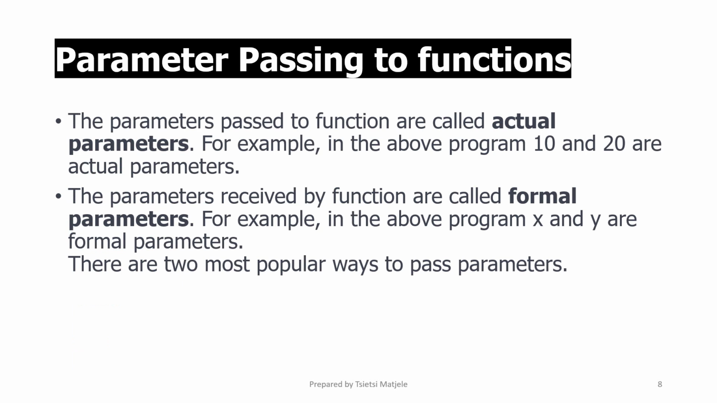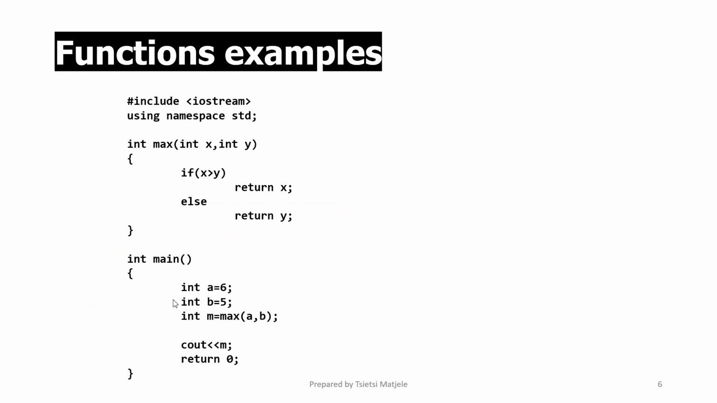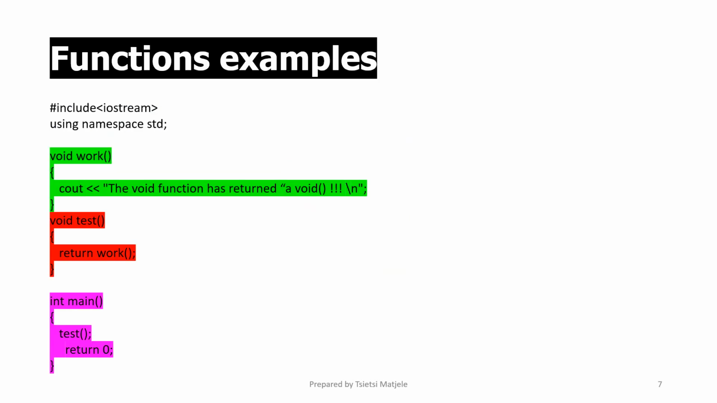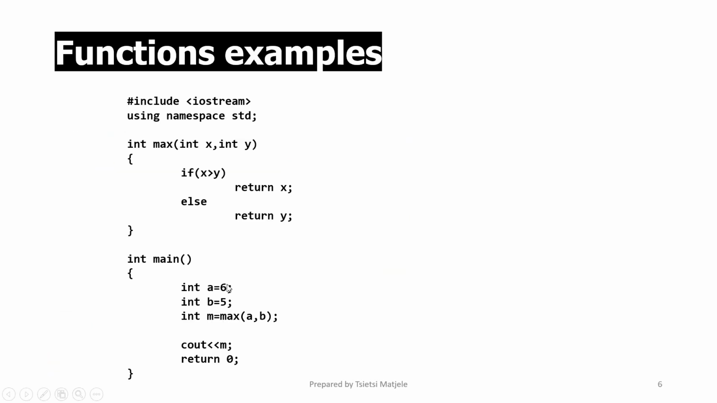Let's talk about parameter passing to a function. The parameters passed to a function are called actual parameters. For example, in the above program, 10 and 20 are actual parameters. But for now, here we didn't use 10 and 20. We used the 6 and 5. 6 and 5 here are the actual parameters. So you get the difference between the formal parameters and the actual parameters. So the actual parameters are 6 and 5.